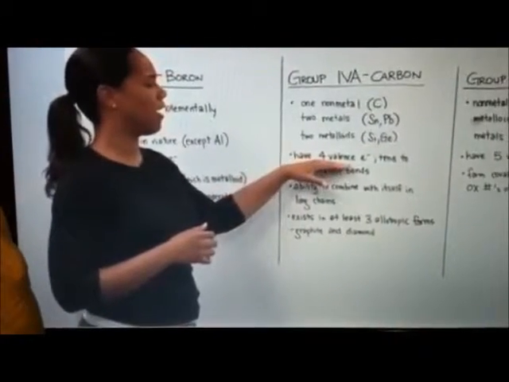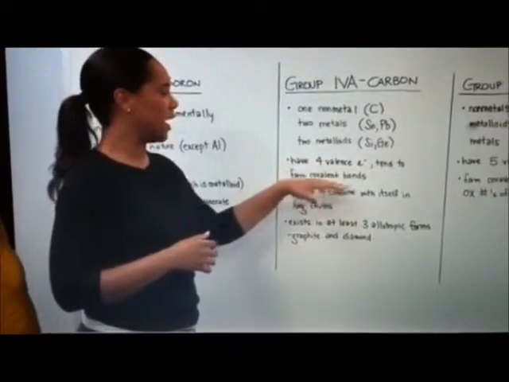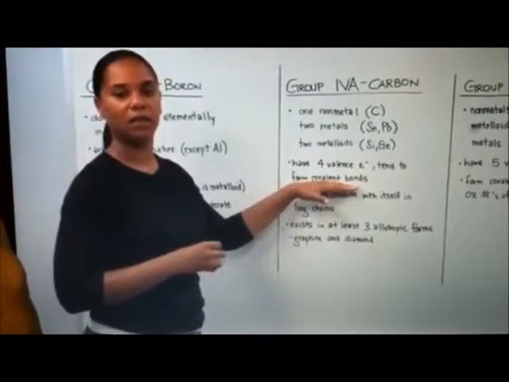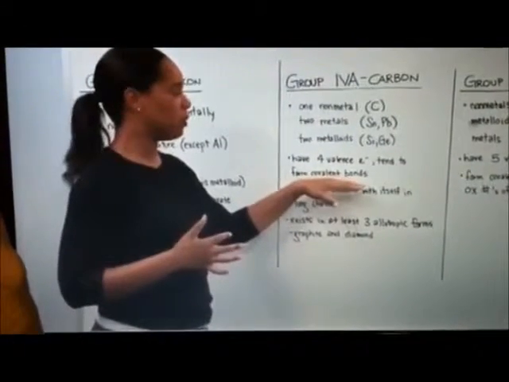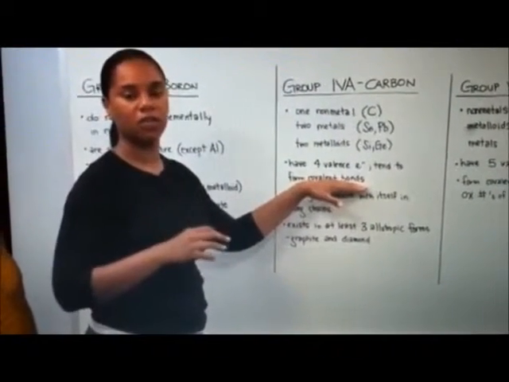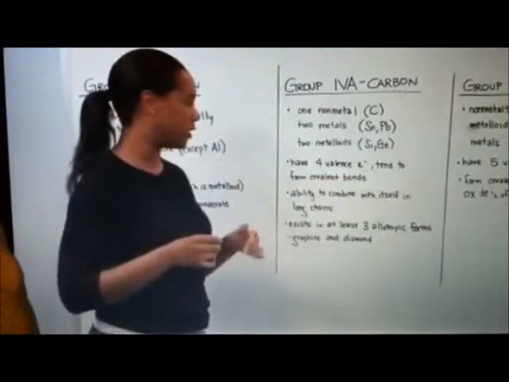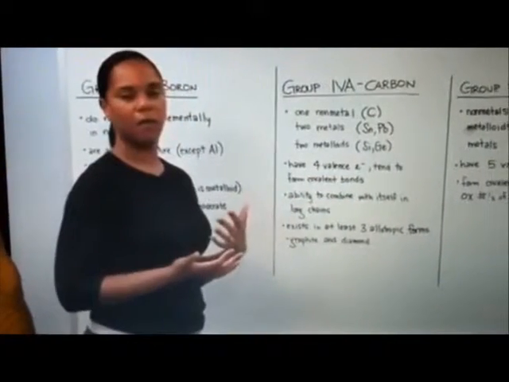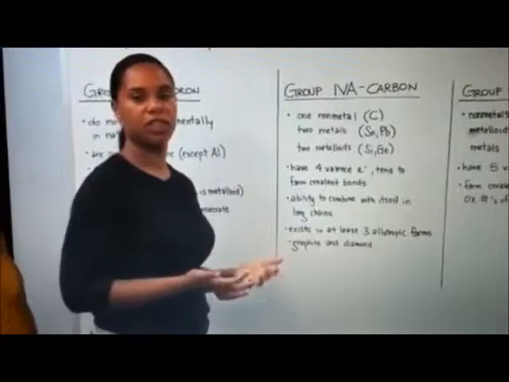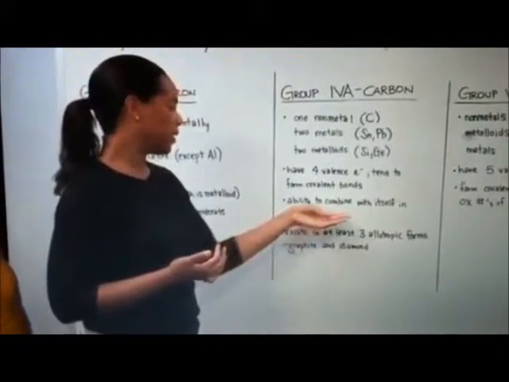So these guys all have 4 valence electrons, and they tend to form covalent bonds. So that's very important. Remember that in a covalent bond, electrons are shared equally within the bond. One common compound you might think about is methane, which is CH4, or gas.